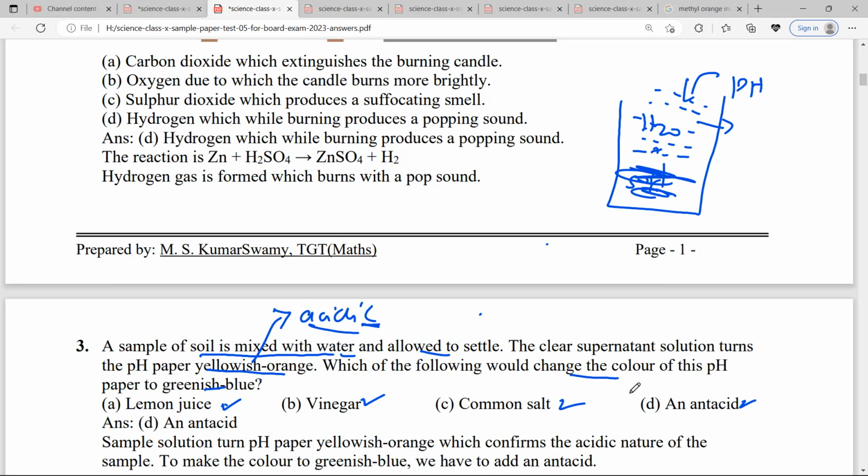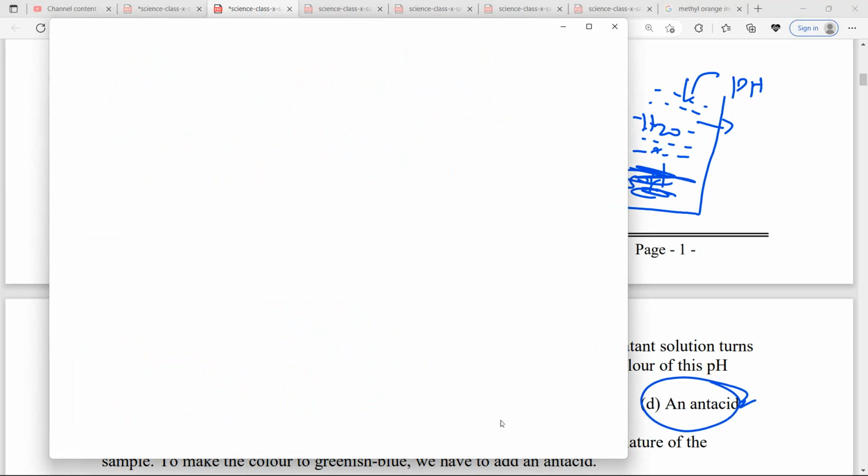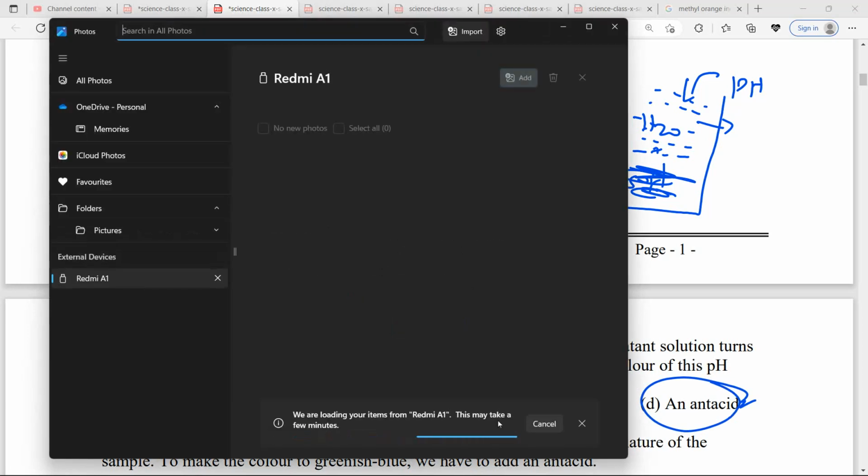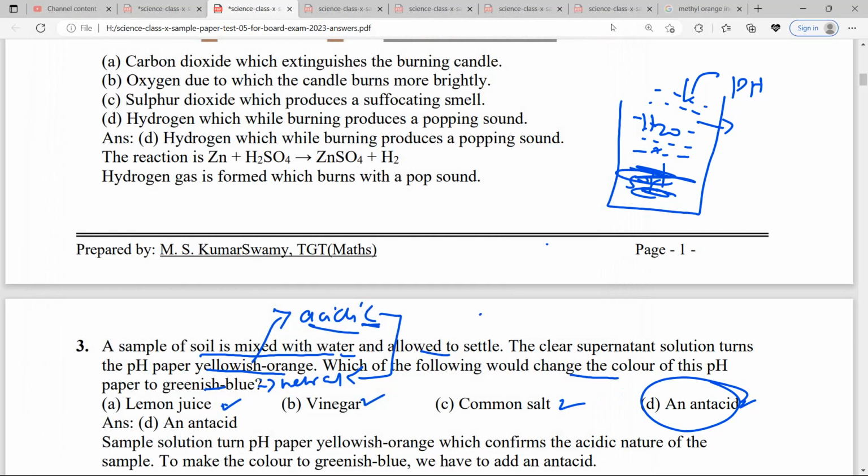Then, which of the following would change the color of the pH paper to greenish blue? Greenish blue means neutral. So the acidic solution should be converted into neutral. So acid against base, the antacid is the right answer here. Acid plus base equals neutral. Greenish blue is neutral. Antacid is a base.